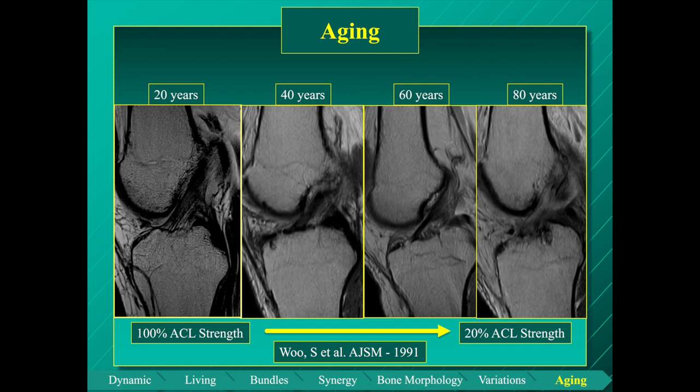We must also understand age-related changes of the ACL. As our MRI studies have shown, the ACL undergoes degenerative changes with age. This could be a result of disuse or of natural fatty infiltration. We find that the PL bundle shows greatest change in MRI signal intensity with age. Dr. Savio Wu also showed that with age, the strength of the fibers greatly diminishes, as much as by 80%.